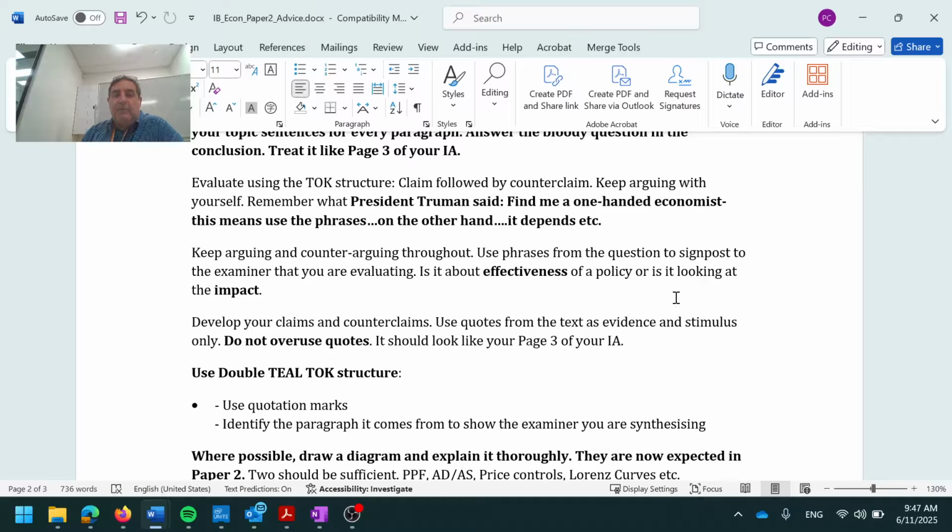If you do use quotes, make sure you put inverted commas, or quickly write down, it comes from text A, line 5 or line 7, whatever it is, right? Show the examiner, make it very explicit and clear to the examiner that you are synthesizing, right? So make it really visible. Don't let the examiner be a mind reader. Make the exam easy for them to mark. Do all the right things. Make it look good.